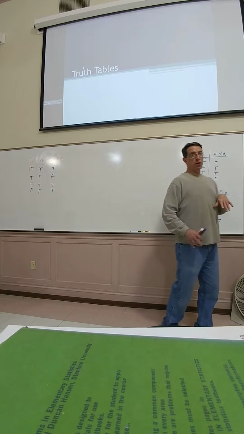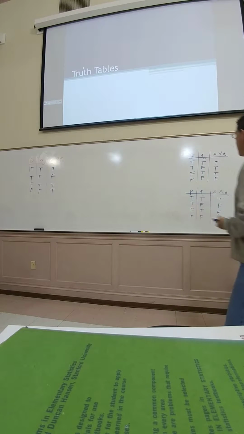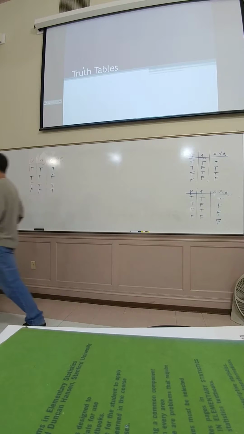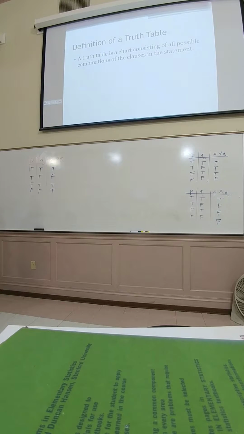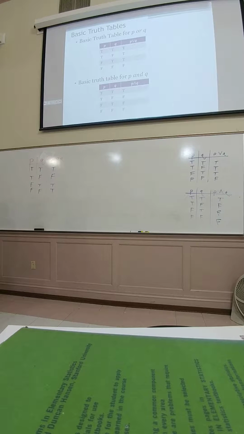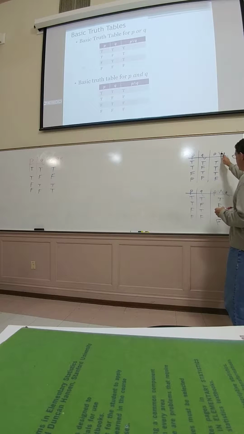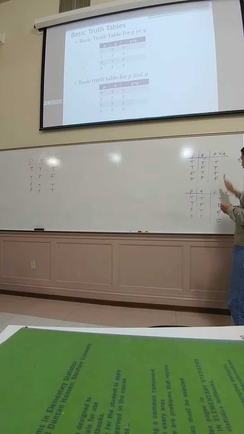Now, as you know, we've been looking at statements, and we've been looking at the symbols or, and, if then. By the way, the definition of a truth table is a chart consisting of all possible combinations of the clauses in each statement. But before we construct the truth table, we've got a little bit of work to do. We've got to go over the basic truth tables, as I call them. So there'll be one for or and and.